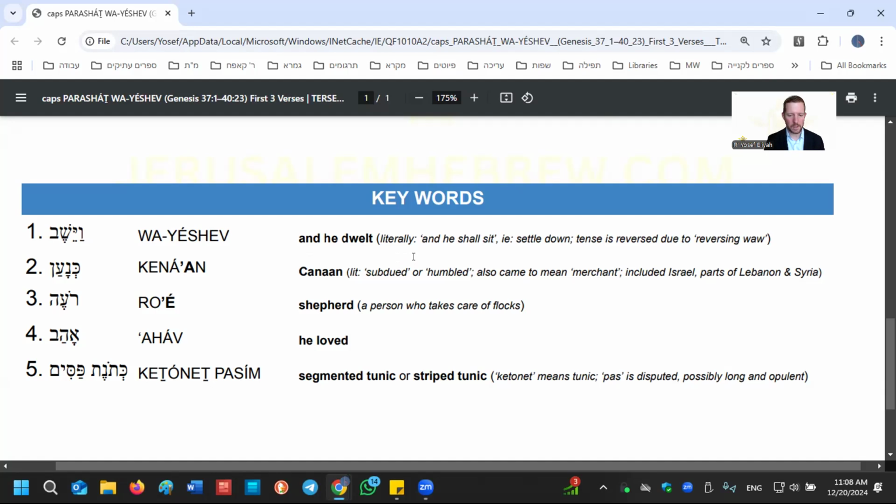Canaan means literally subdued or humbled. It was a geographic term for what is the modern borders of Israel, as well as southern parts of Lebanon and Syria. Number 3, ro'eh. Ro'eh is a shepherd, a person who takes care of flocks. Number 4, ahav, he loved.